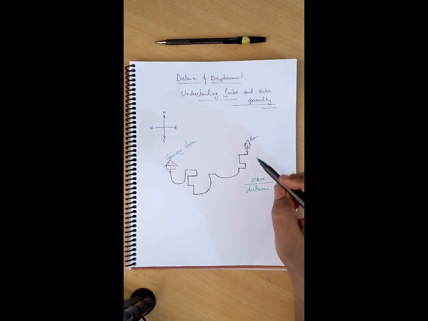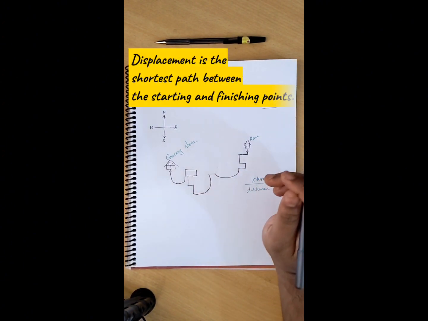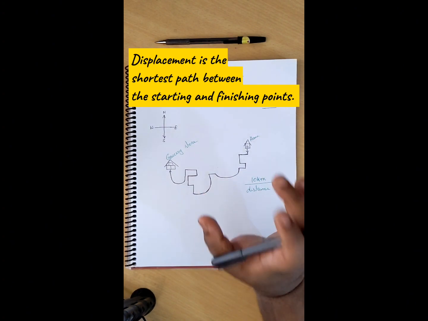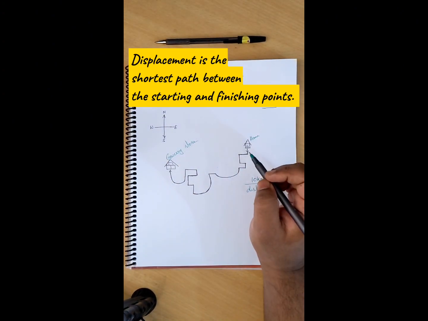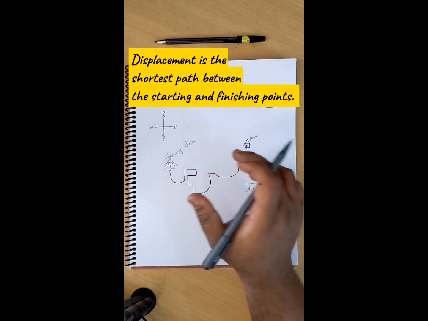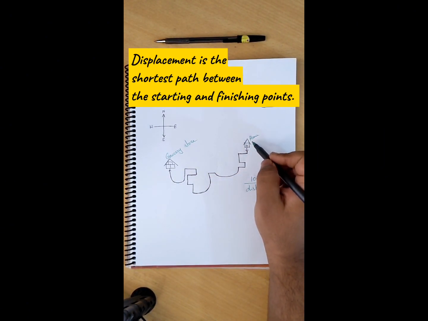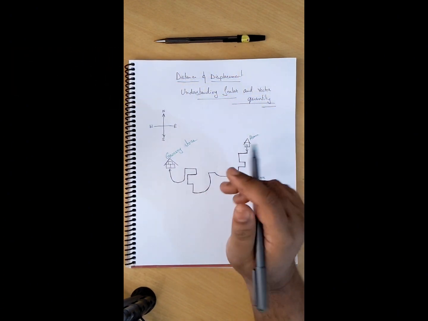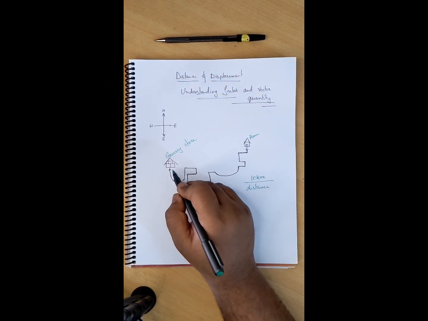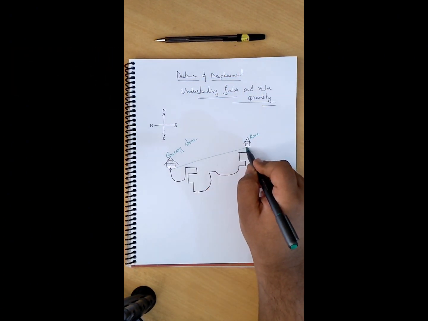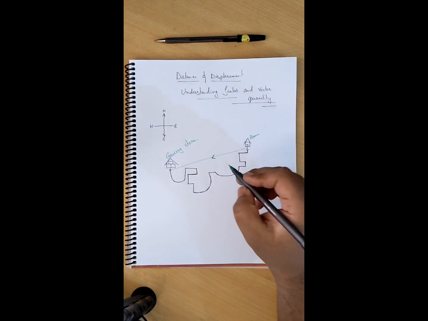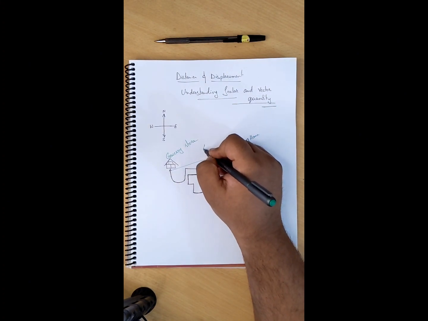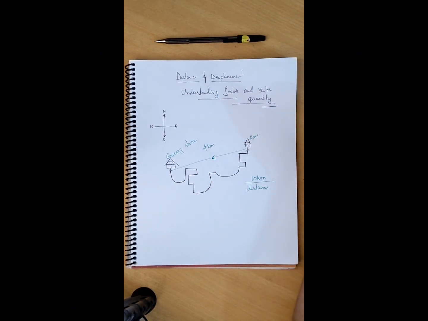The displacement between your home and grocery store is the shortest path or the shortest gap between them. So I can draw a straight line between your home and grocery store to represent the displacement, and it would be like this, right? So this is your displacement, and this could be, let's say, maybe 4 kilometers.